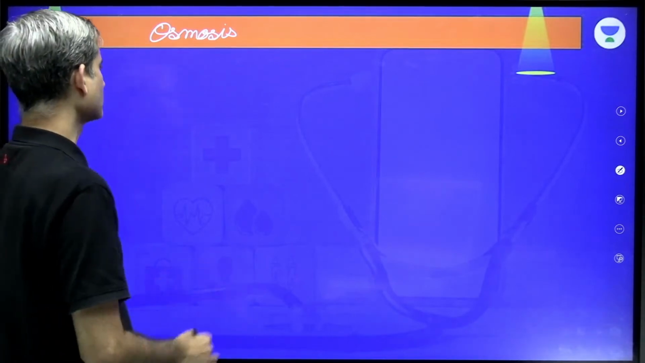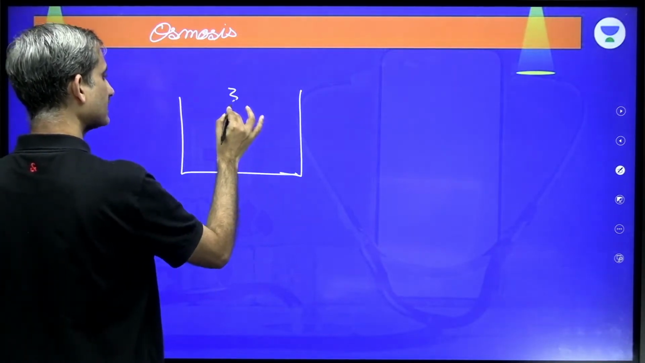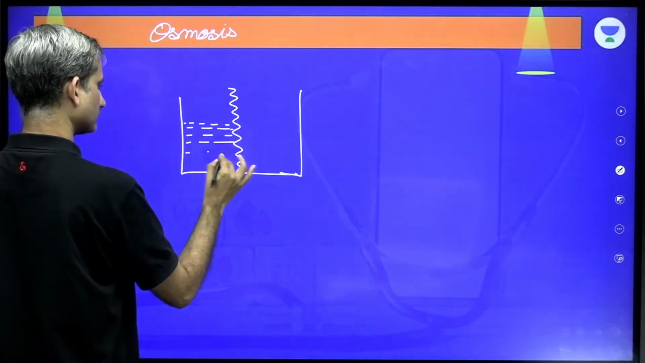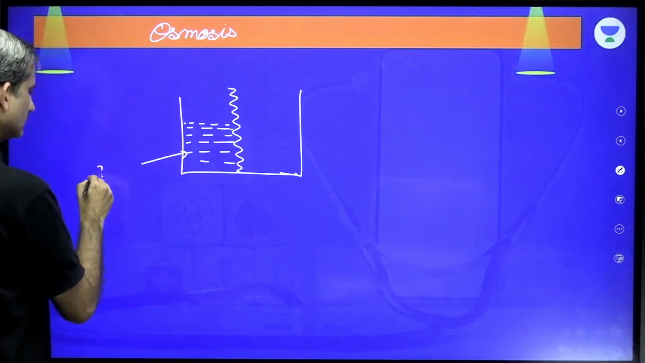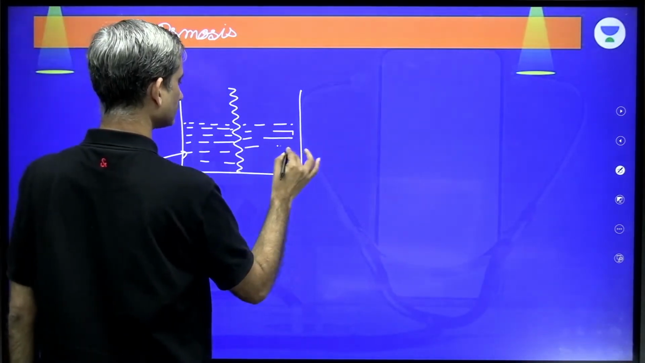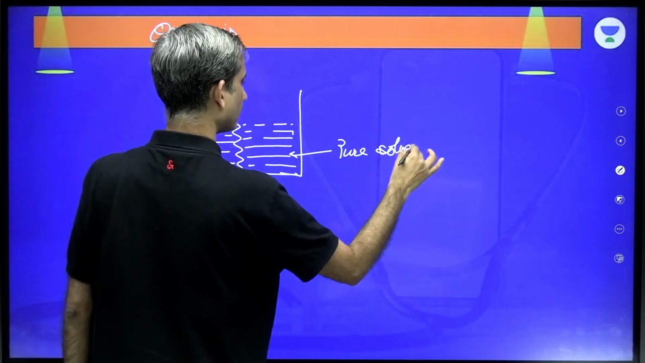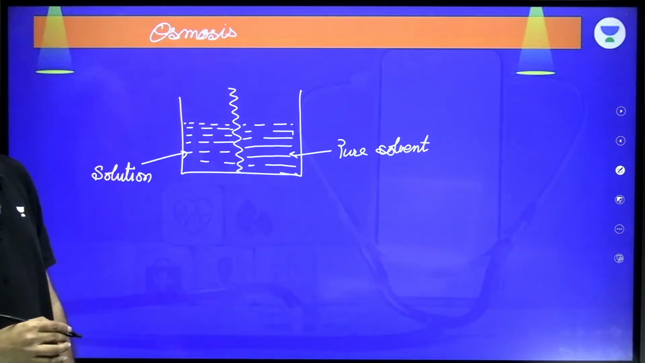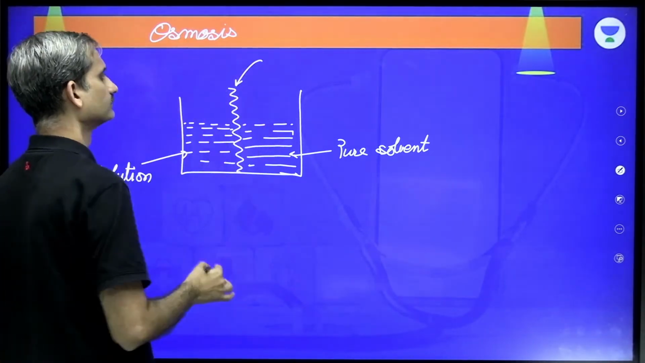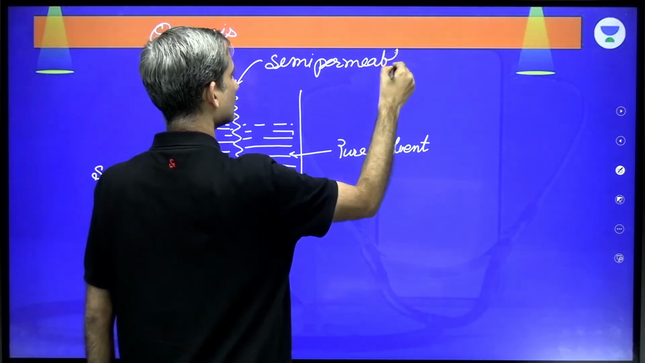Now, when we talk about osmosis, let us say we have a container and this container is partitioned. Here, this side we have a solution. And this part is the pure solvent. So, we have the solution and we have the pure solvent. Now, there is a very specific thing here, this part. This part is called semi-permeable membrane.